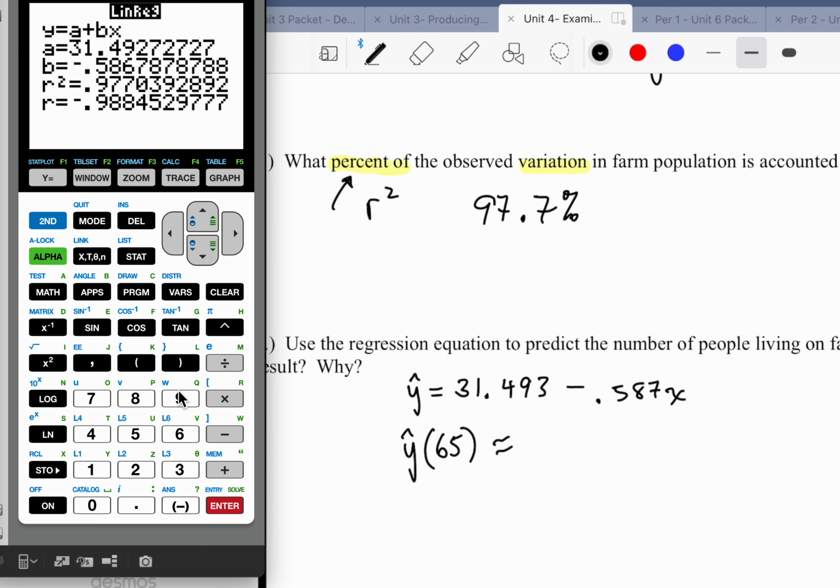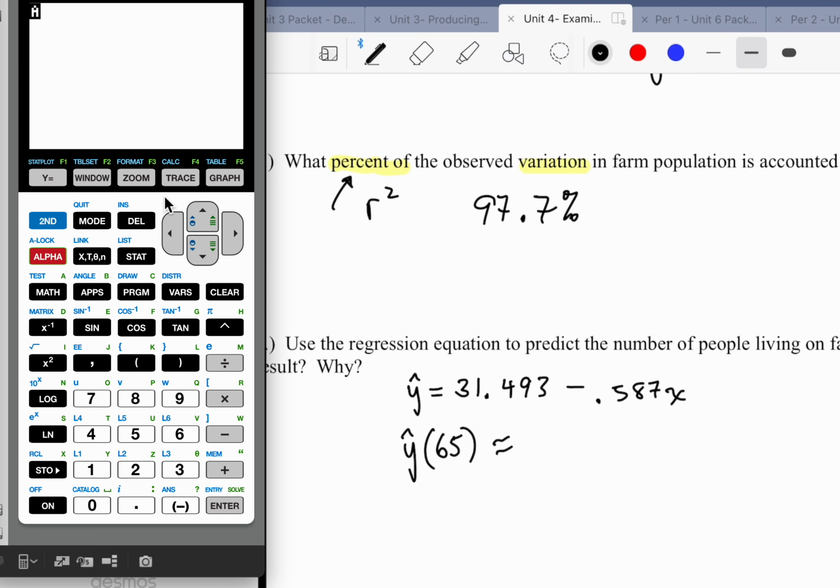I'll throw an approximate there. Alpha trace y1. We stored our regression equation into y1, so that's ready to go. Pop in the 65, we have a negative number. And that's one of the issues when you have a decreasing linear function. You could get negatives. Right? So we're talking negative 6.648.